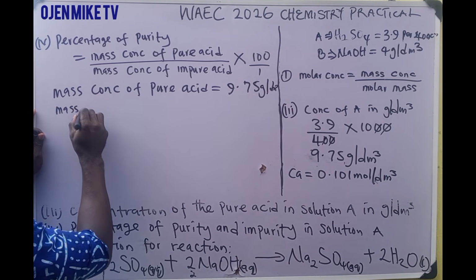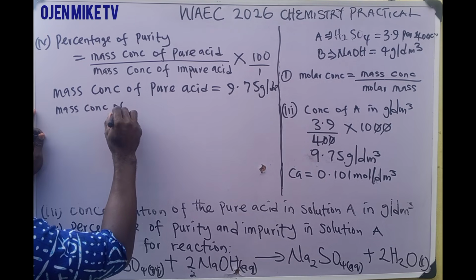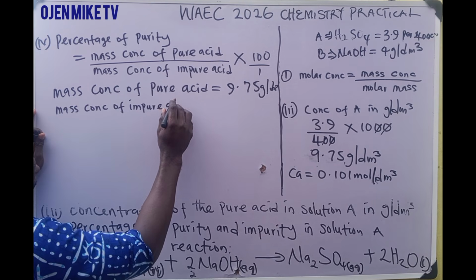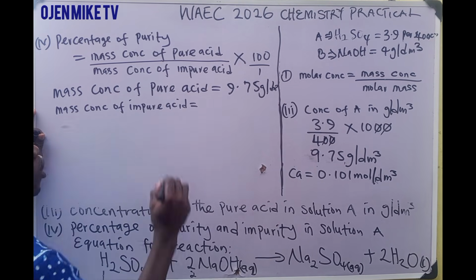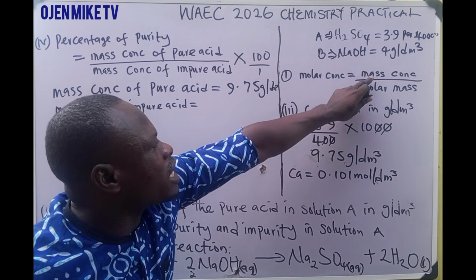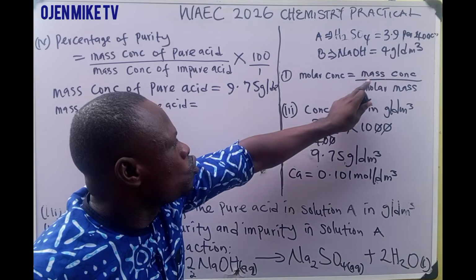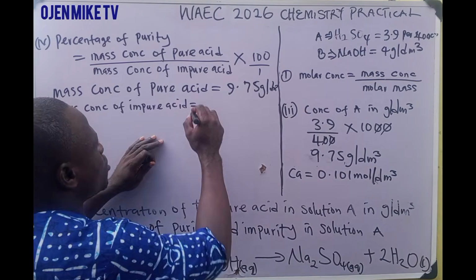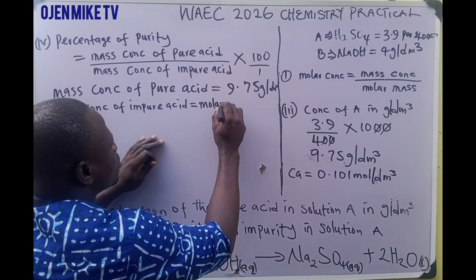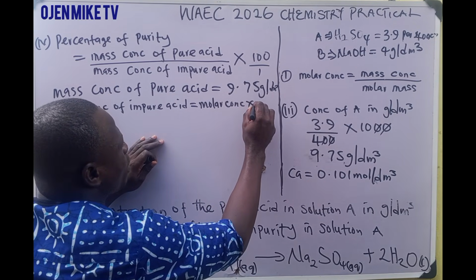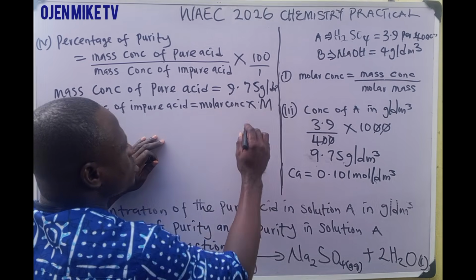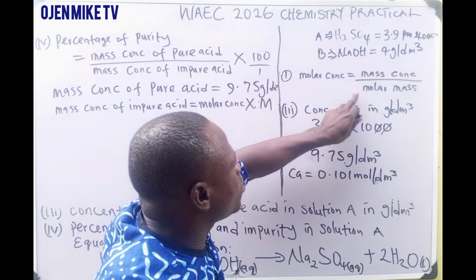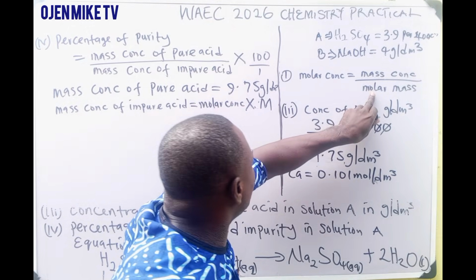Mass concentration of impure acid now is equals to, make mass concentration here the subject of formula. You are going to use this formula. So mass concentration will be what? You cross multiply. Say molar concentration multiplied by what? Molar mass. Are you following? You cross multiply with what? Molar concentration times molar mass.